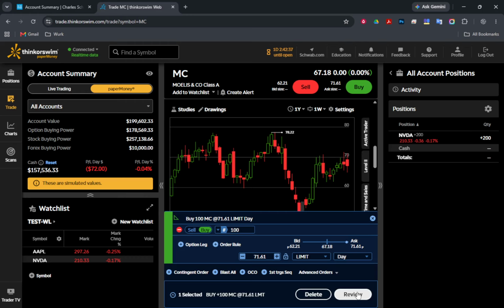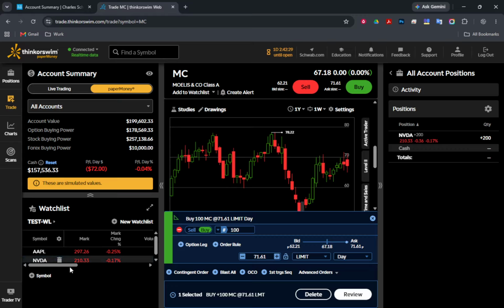After that, you'll want to track your practice trades to see how you're doing. Navigate to the Monitor tab where you can view your positions, profit and loss, and account history. This section is crucial for developing an understanding of your trading performance and for refining your strategies.